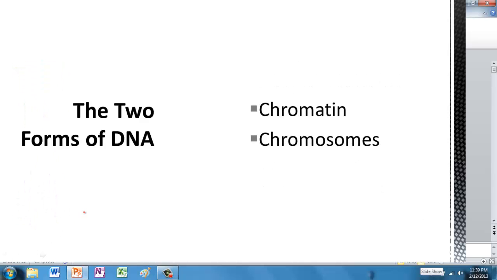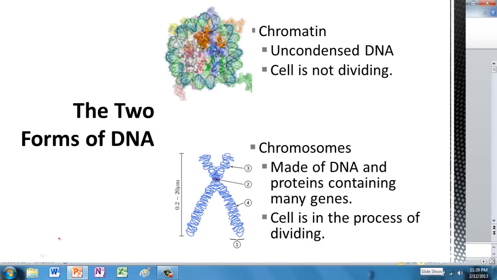The two forms of DNA that we are going to refer to in this lesson are chromatin and chromosomes. Chromatin is uncondensed DNA. So what does that mean? Well, when the DNA is in this form, it's loose and unwound. You can still see that double helix shape, but it's not all coiled up. It's just loose inside the nucleus. This is the form that the DNA is in when the cell is not dividing.